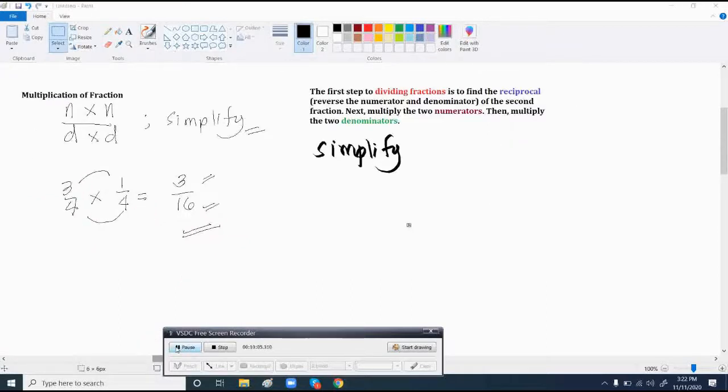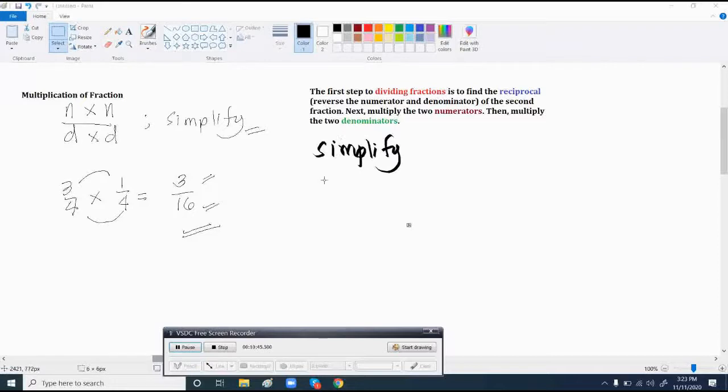Now this time, let us proceed to the dividing of fractions. The first step in the dividing of fractions is to find the reciprocal. It means that you reverse the numerator and denominator of the second fraction. Next, multiply the two numerators, then multiply the two denominators. It means that after finding the reciprocal of the second part of your division of fraction, you have to proceed to the multiplication of fraction rules.